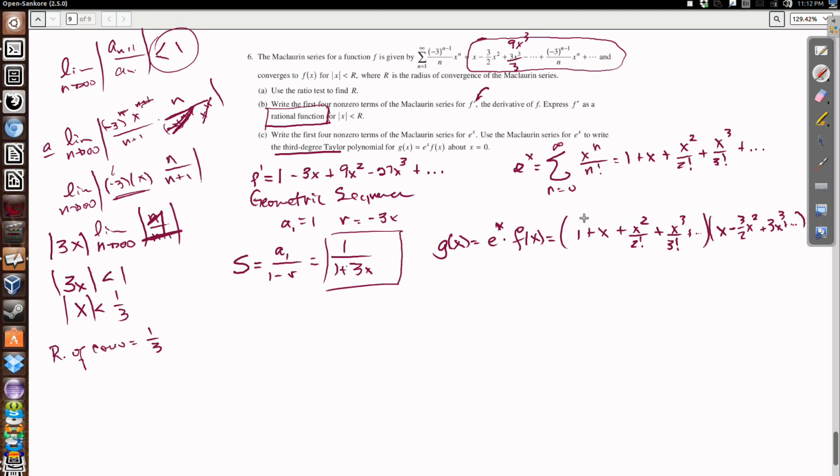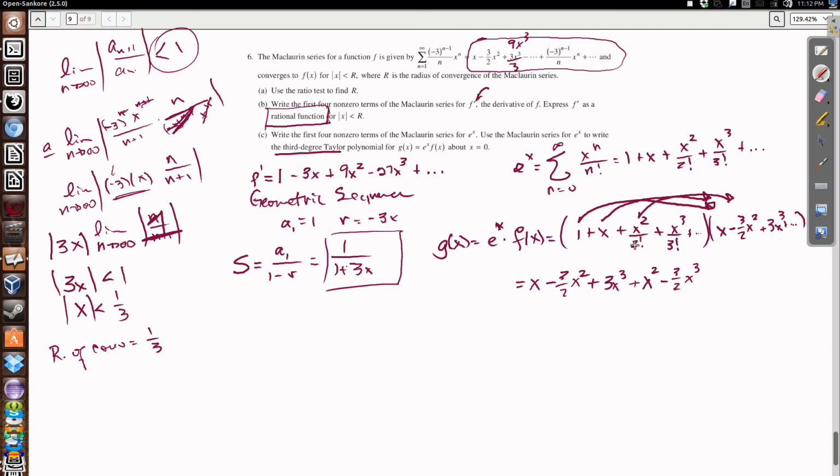And I'm just going to distribute 1 times all of this stuff. Well, 1 times x is x. 1 times 3 halves x squared is 3 halves x squared. 1 times 3x cubed is 3x cubed. And 1 times any of these higher order terms are going to be beyond the third degree that we're looking for. So now I'm looking at the next term, x times all this stuff. Well, I'm going to have x times x, which is x squared, x times 3 halves x squared, which is going to be 3 halves x cubed, and x times anything third power or bigger is going to give me a fourth degree term.